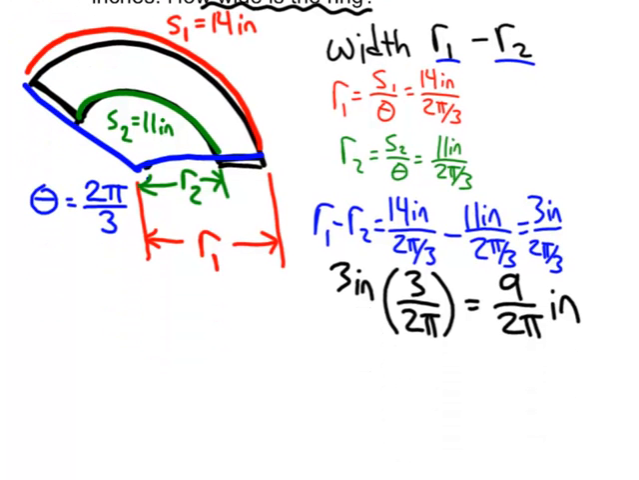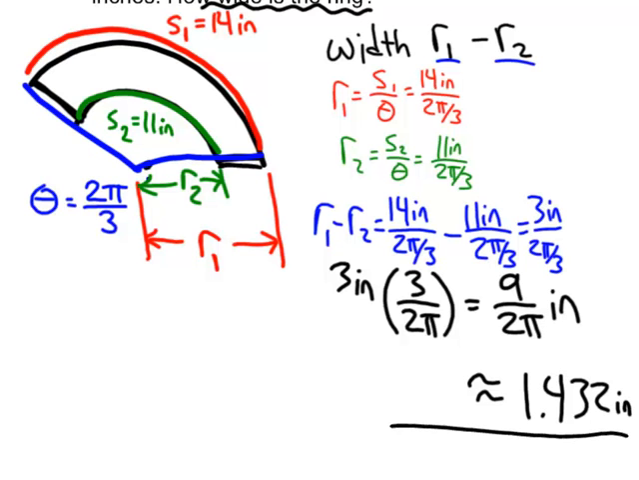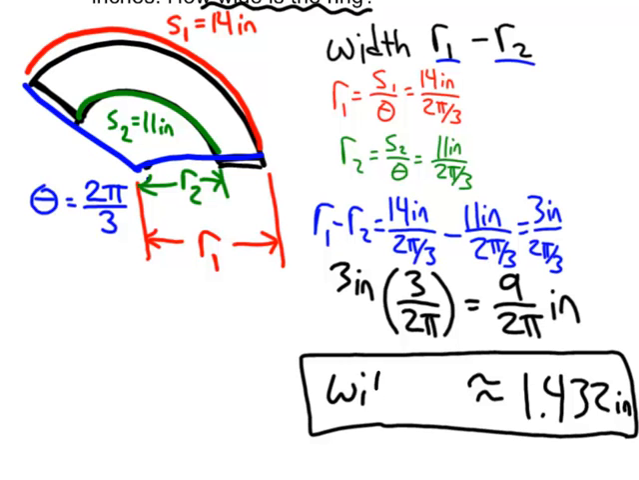I could leave it like that, but if I feel compelled to go ahead and type it into my calculator, I'd get about 1.432 inches. And that is the track width. Pause on that one if you need to, look it over. Again, the general strategy is to really focus on S, R, and theta, and avoid using any extra variables if you are able.